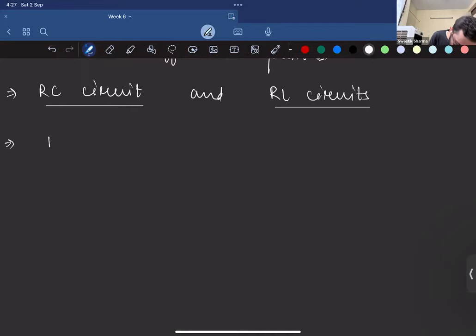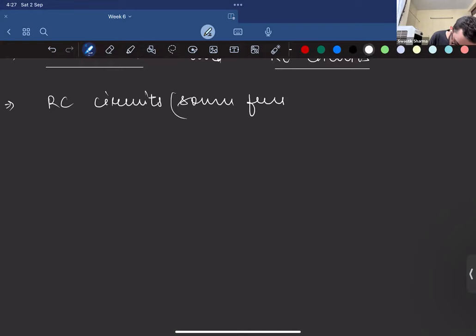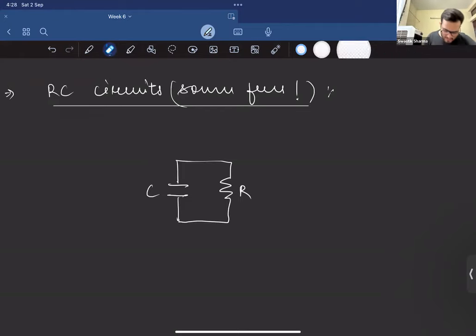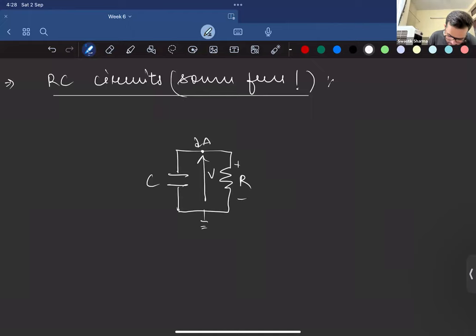So let's dive into RC circuits. Let's first do source-free circuits. These are circuits which have a capacitor in connection with a resistor. Let's assume that this capacitor was initially charged, so there is this voltage. Let's take this node A and apply KCL. That would give us i_C(t) plus i_R equal to zero, right?